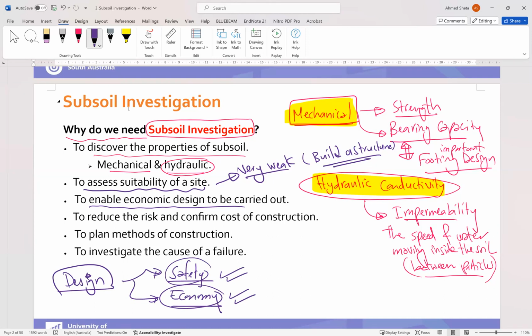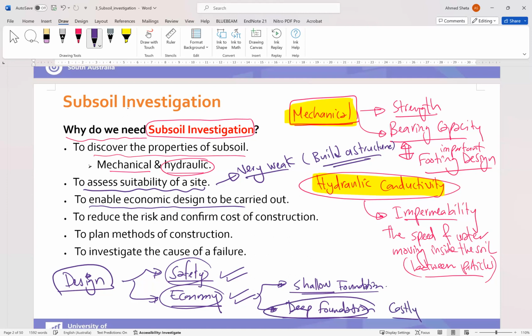Also, when you know the soil type, for example, we have two different types of foundation. We have something called shallow foundation and deep foundation. Deep foundation is very costly. Shallow foundation is more affordable. So based on the soil investigation, you can decide whether you have to use shallow foundation or deep foundation. For example, if you didn't do the investigation and just went to the deep foundation, this would be a wrong choice because it will be more costly.